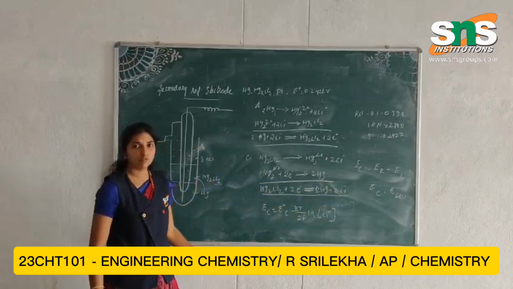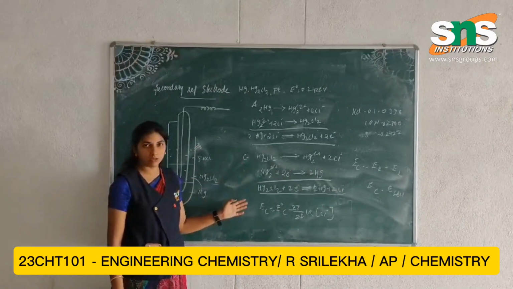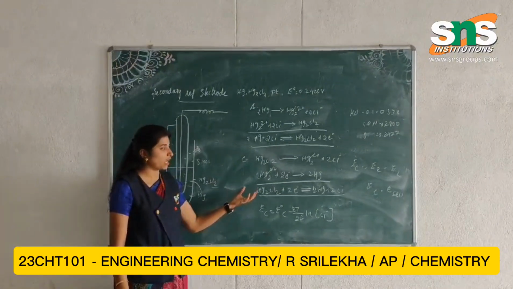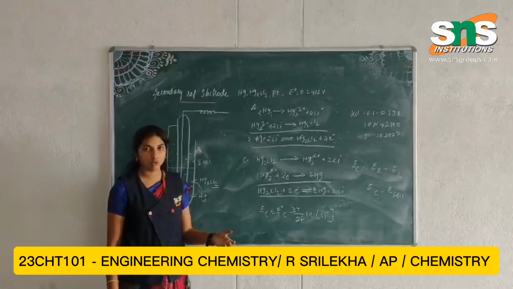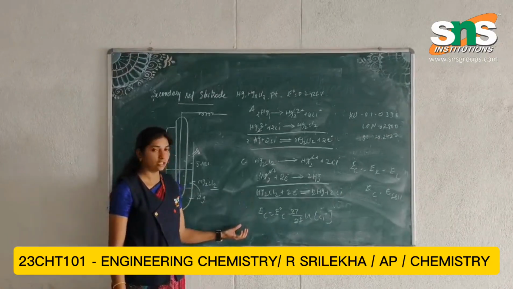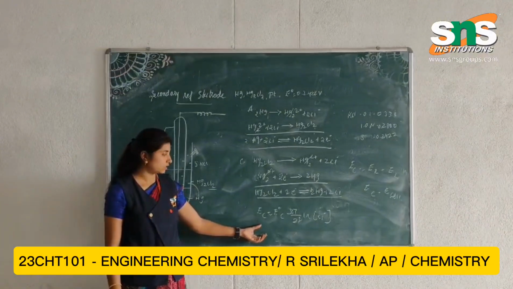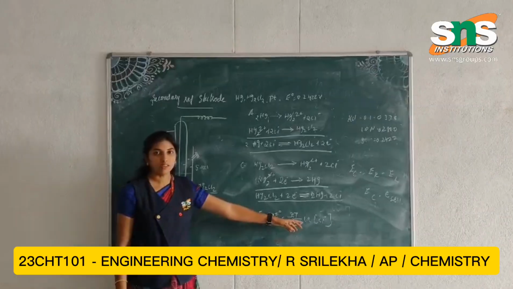This is the process for the cathode, and from the overall reactions of anode and cathode we carry out the reactions. From this cathode reaction, the Cl minus ion concentration increases, which affects the electrode potential. With this we can derive the equation: E equals E naught minus RT by 2F ln Cl minus.